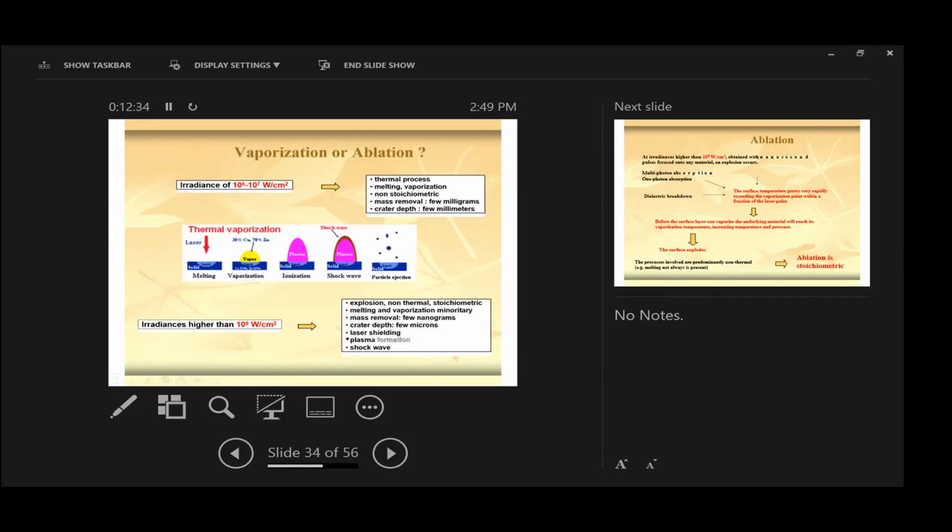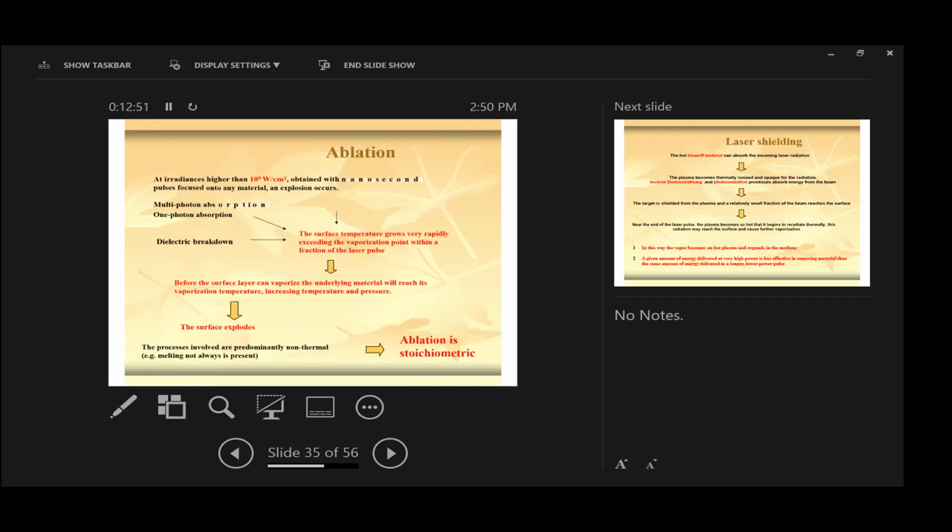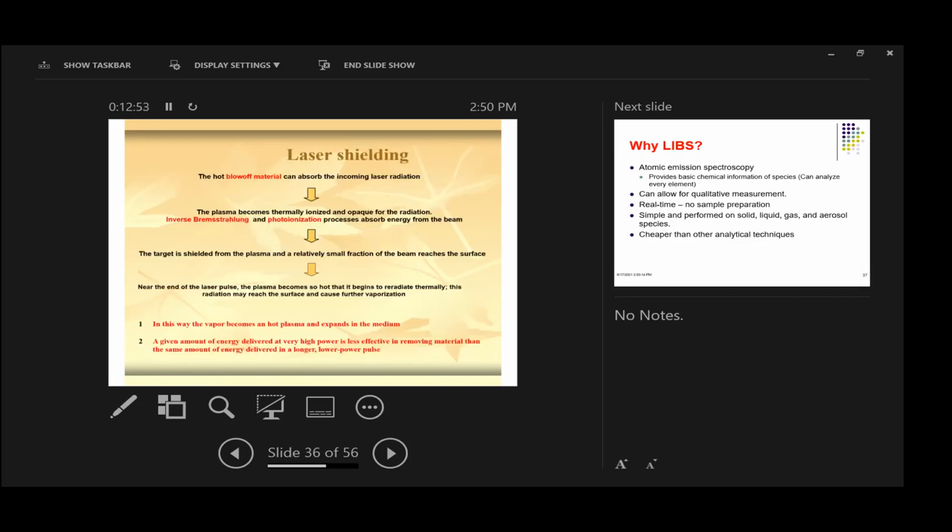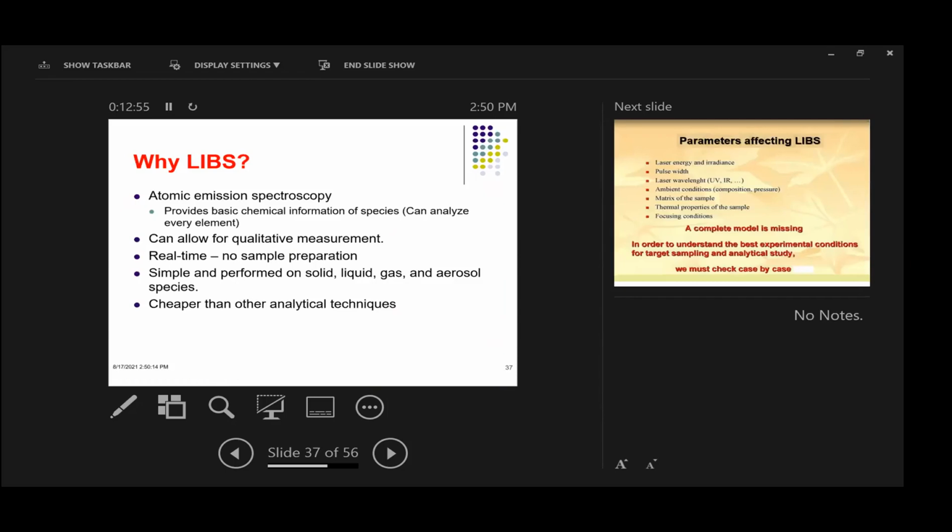We use a high laser intensity, about 10^9 watt per centimeter squared, to avoid thermal effects on the sample, and get high precision in identification of elements and their concentrations.